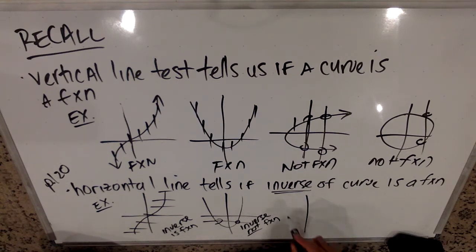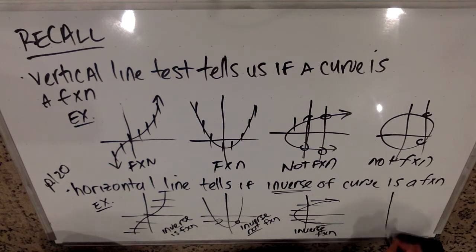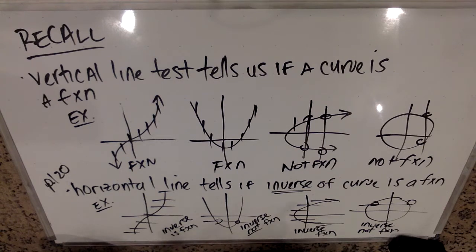On this one the inverse is a function, and on this one the inverse is not a function. An interesting thing here: if you want both the graph and its inverse to be functions, you need one-to-one functions, which we talked about. So if we want a curve where both the inverse and the original are functions, it has to be a one-to-one function, one x for one y, one y for one x.